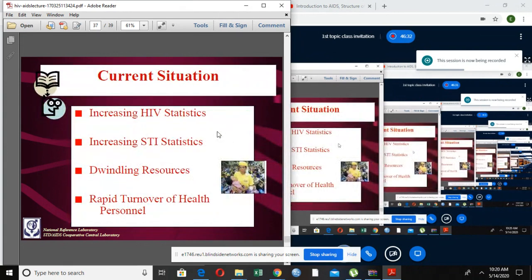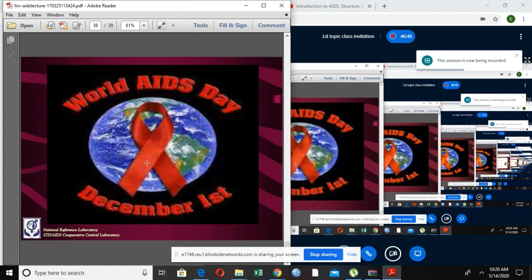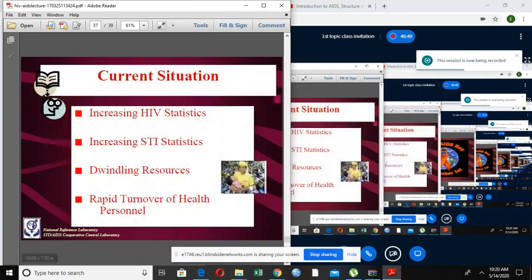So what is the current situation? We have increasing HIV statistics, increasing STI statistics. All this we'll cover later, so don't you worry about the situation. The HIV statistics, together with the theories and other things on the history of HIV, we'll cover in the next class. We are still on the first topic of HIV.